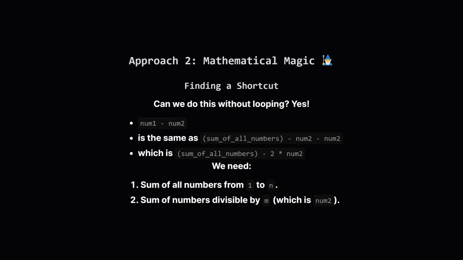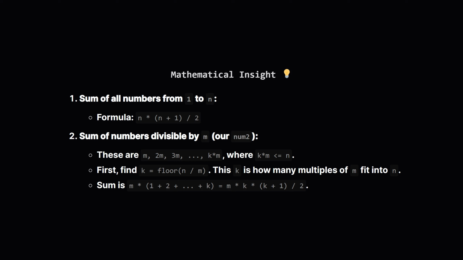See, this looks promising. So to use this shortcut, we need two things. First, the sum of all numbers from 1 to n. There's a classic formula for this. You take n, multiply it by n plus 1, and then divide that whole result by 2. Second, we need num2, which is the sum of all numbers from 1 to n that are divisible by m.